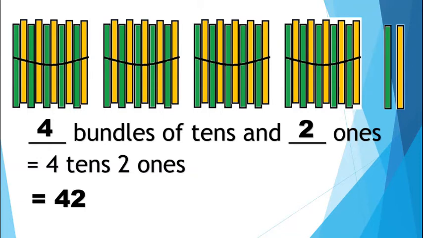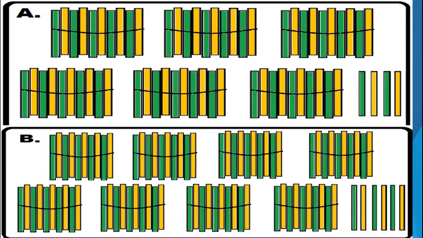Now that you know how to find the bundles of tens and ones, I want you to answer letter A and B. Pause the video and answer the following in your notebook. I'll give you time to finish it. Time is up. So I guess everybody is done answering our activity A and B. So let's find how many bundles of tens and ones to identify the total number of popsicle sticks in each set.